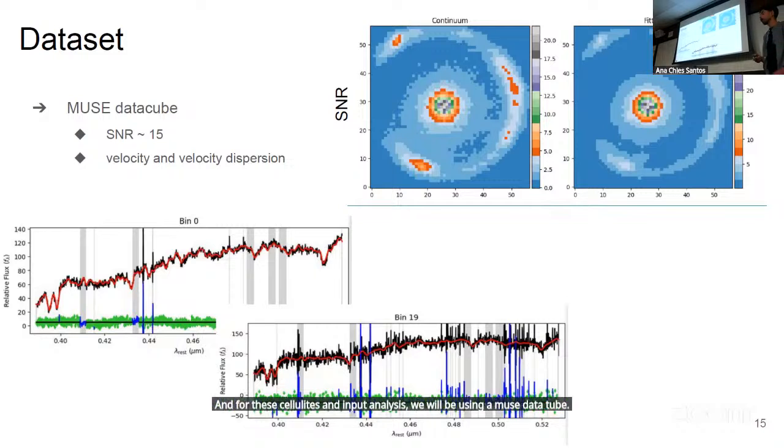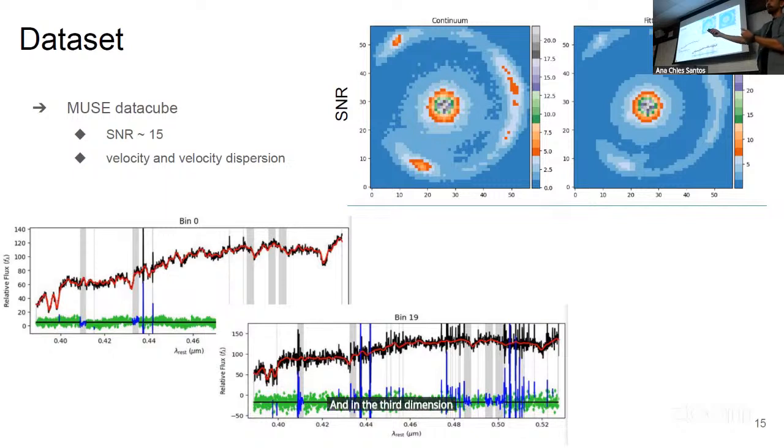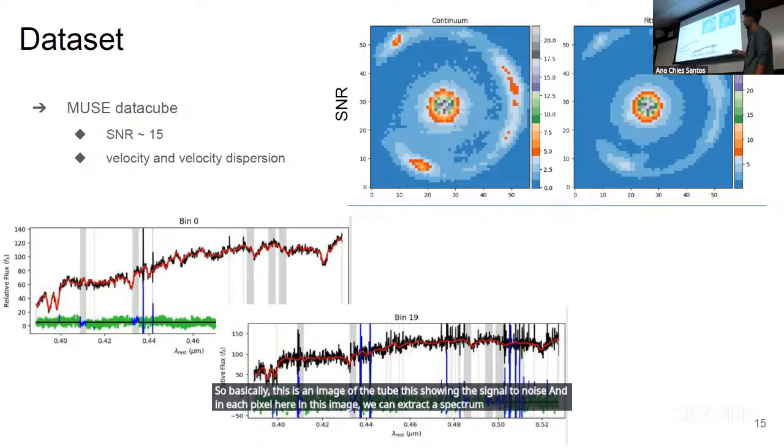For those that are not familiar with a data cube, it's basically a cube, and in each slice in 2D, we have an image of the galaxy at some wavelength. And in the third dimension, we can extract a spectrum at each position of the galaxy. So basically, this is an image of the cube. This is showing the signal to noise. And in each pixel in this image, we can extract a spectrum, just like this one. And by modeling the spectra, we can measure the velocity and velocity dispersion related to that spectrum.